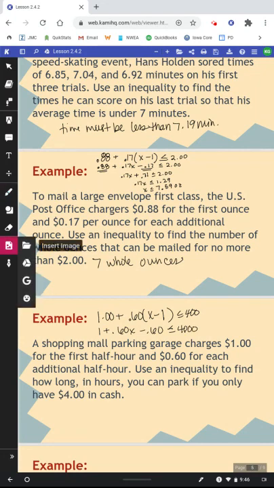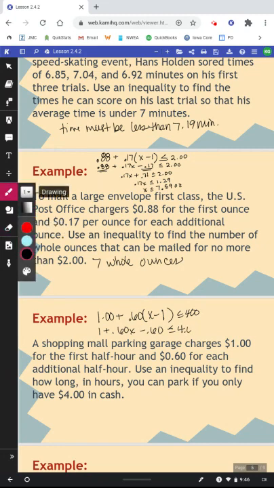Goodness. We're going to combine like terms. So I'm going to have 0.60x plus 0.40 less than or equal to 4. Subtract the 0.40: less than or equal to 3.60. Divide by 0.60. 3.60 divided by 0.60 is 6. And those are half hours.